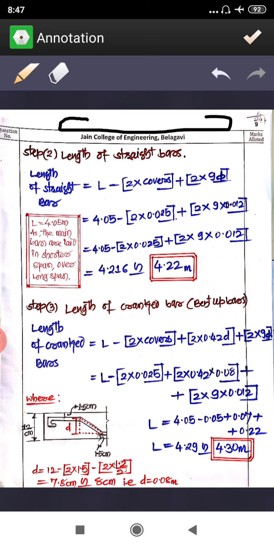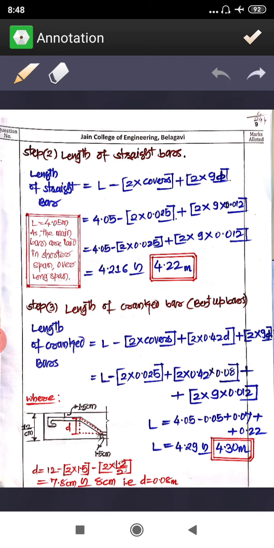So we have 4.05, the total length, minus 2 covers, 2 into 0.025, plus 2 into 9 into 0.012, since 12 mm dia bars we are using. So 2 into 9 times the dia, and we get 4.22 meter as the length of each straight bar.